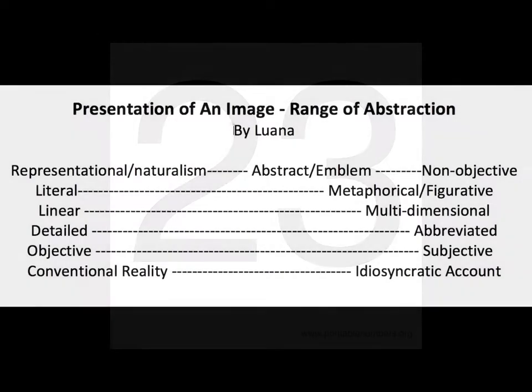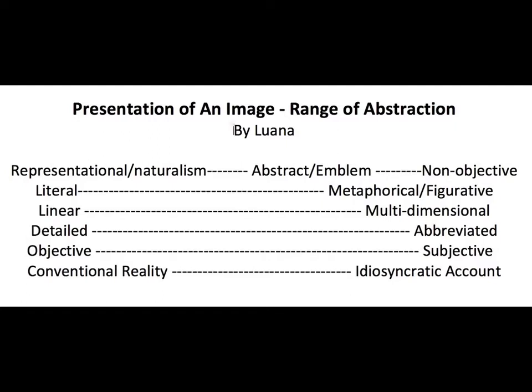Number 23, range of abstraction. Here we have in modern dance a range that will lead from something very literal, a literal story. You can see it. It follows a linear path. There's tons of detail in the story. It's very objective, and it follows conventional reality, all the way over to something that is very metaphorical, very figurative, multidimensional, almost in some ways esoteric. It's abbreviated, subjective. It's an idiosyncratic account.